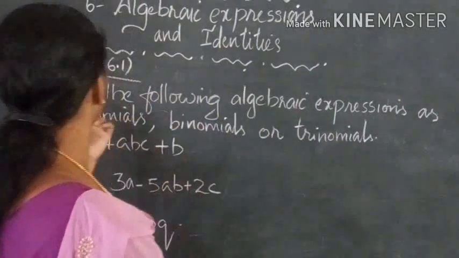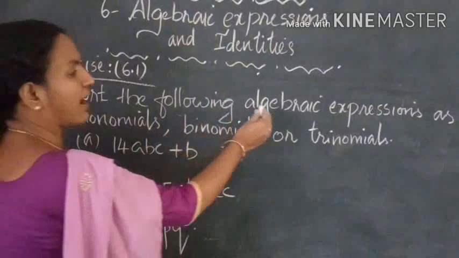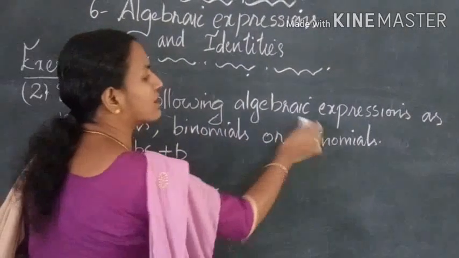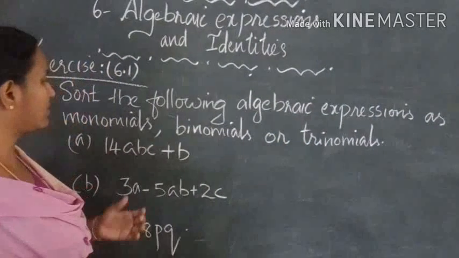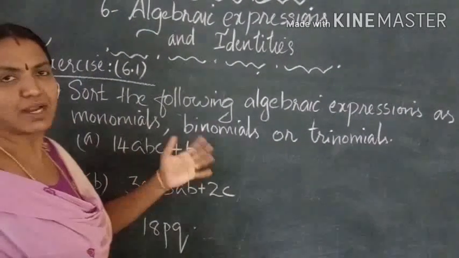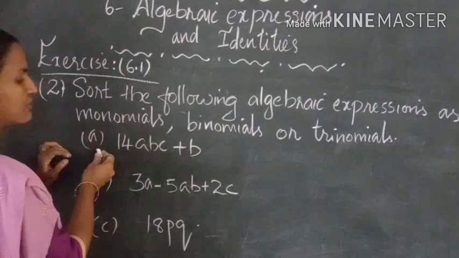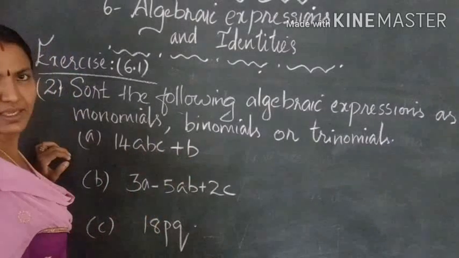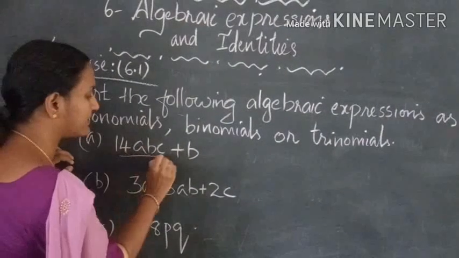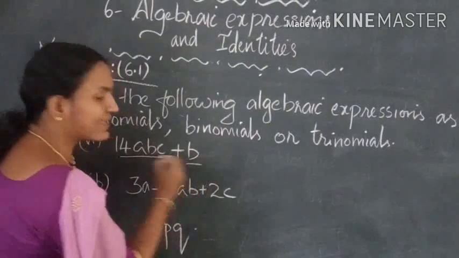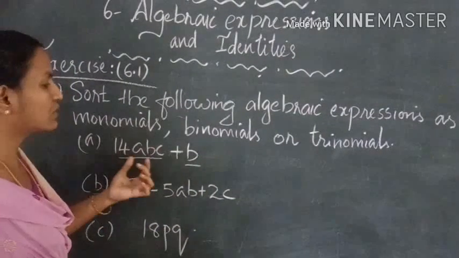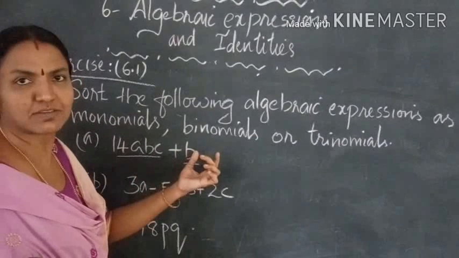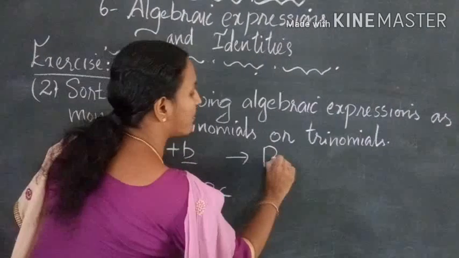Next, question number 2. Sort the following algebraic expressions as monomials, binomials or trinomials. The first option, 14abc plus b. How many terms are there? 14abc is the first term and b is the second term. So 2 terms are there. Since there are 2 terms, the algebraic expression is said to be binomial.